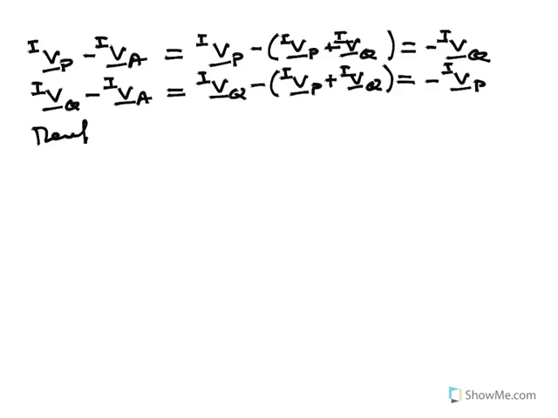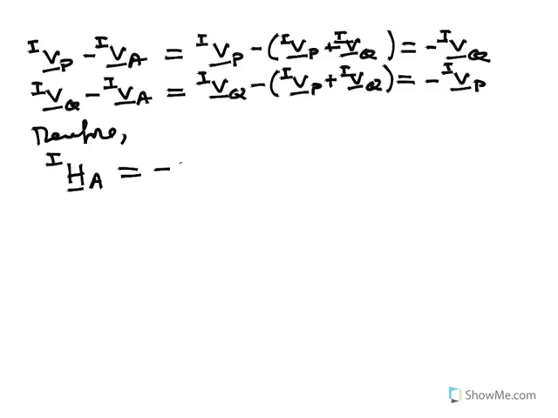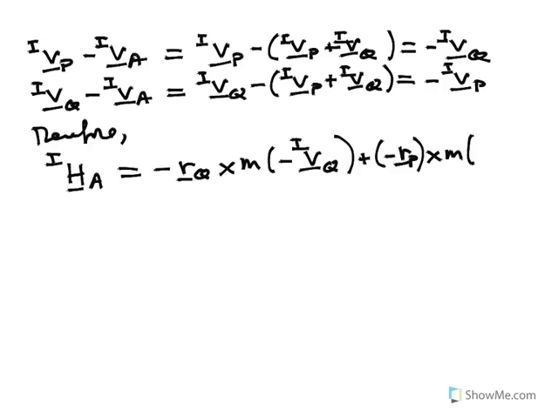So therefore, the angular momentum relative to point A in I is equal to, well, let's start substituting. RP minus RA is equal to minus RQ. So you get minus RQ crossed with M times minus VQ in I. And then I get plus, and I'm going to do minus RP crossed with M times minus VP in I.